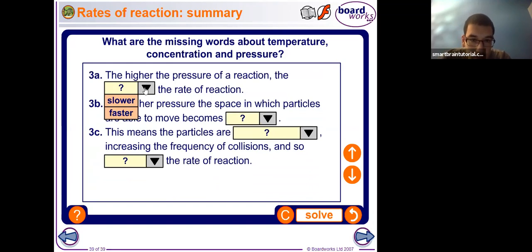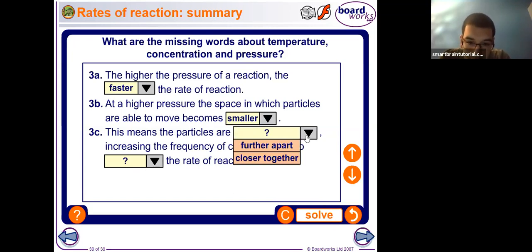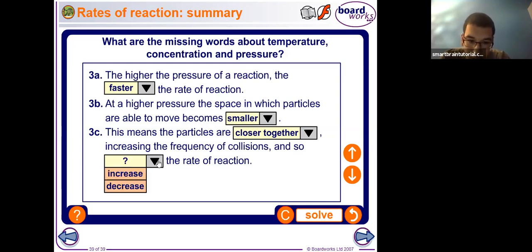3A. The faster the rate of reaction. Yes, at a higher pressure, in which particles the space becomes smaller. Yes, smaller. This means that particles are closer together. Yes, they are closer together, increasing the frequency of collisions, and so increase the rate of reaction.